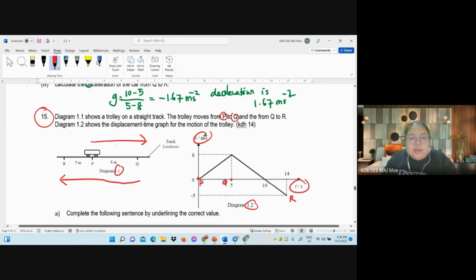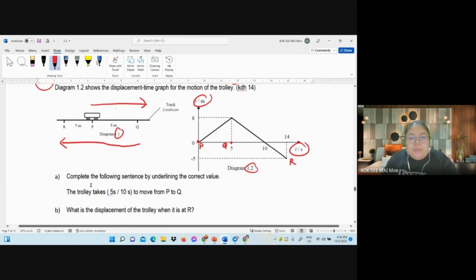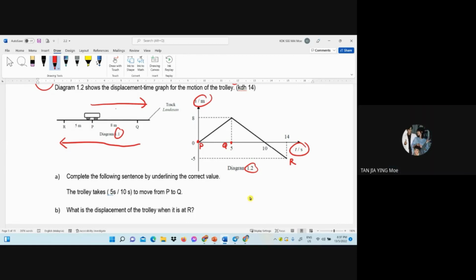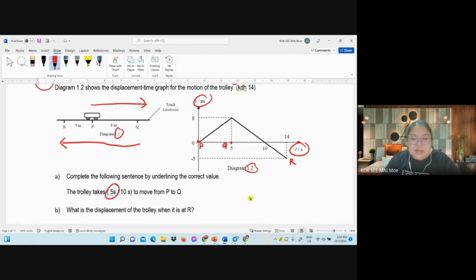Okay, so from here, we're going to answer the question. Complete the following sentence by underlining the correct value. The trolley takes how long to move P to Q? Time taken? P to Q, 8 meter, 5 seconds. Because we refer to the graph, because from the diagram we cannot see. So that means P to Q, I move 8 meter, I take 5 seconds only.